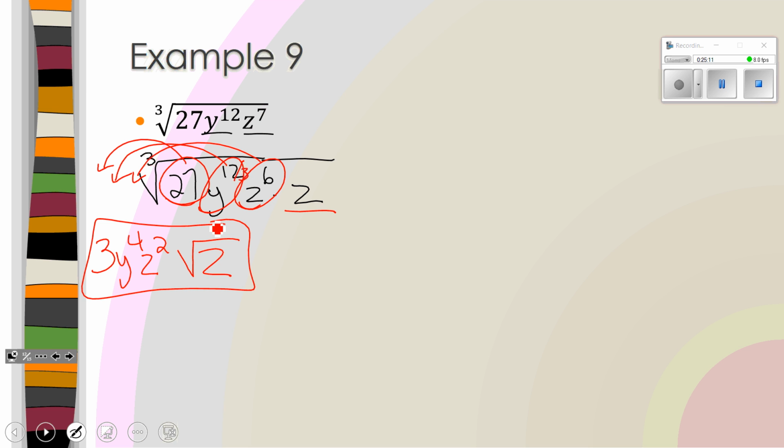I did it again. Cube root. Cube root of z. Number one mistake.